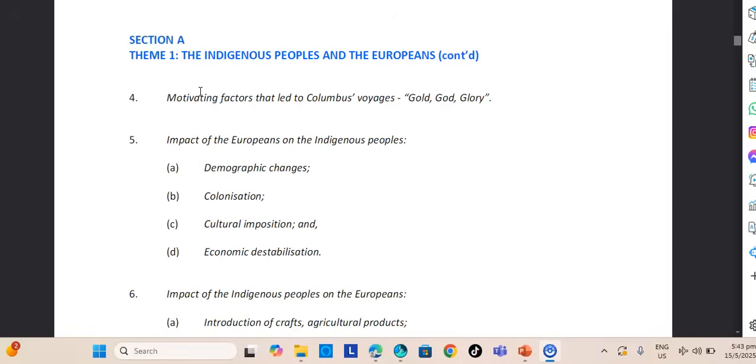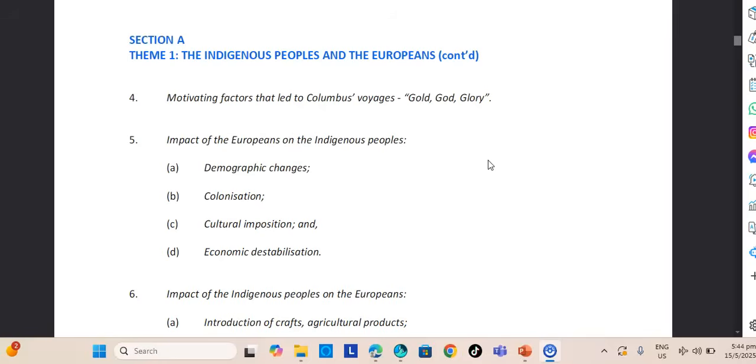Another factor that led to Columbus' voyages was glory, and glory means political motives. Columbus promised to claim new lands for Spain, bringing honor and potential dominance over rival European powers, particularly Portugal. Discovery of new territories meant greater political and strategic control overseas. So he wanted to control countries internationally, overseas.